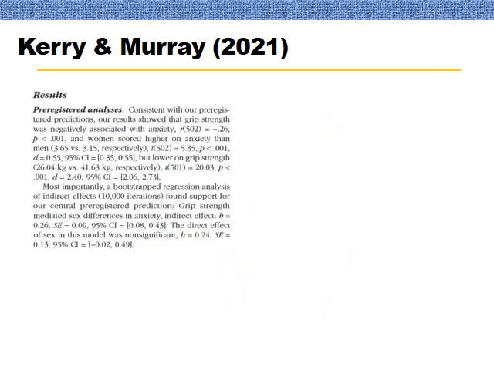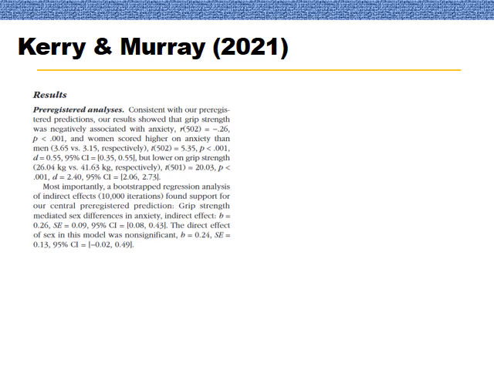Here's how these authors reported their results. The first thing I want you to notice is that they pre-registered all of their hypotheses as well as their analyses in accordance with open science practices. First, they talk about the relationship between X and M. Between M and Y, grip strength was negatively associated with anxiety. Then they talk about the relationship between X and Y. Women scored higher on anxiety than men.